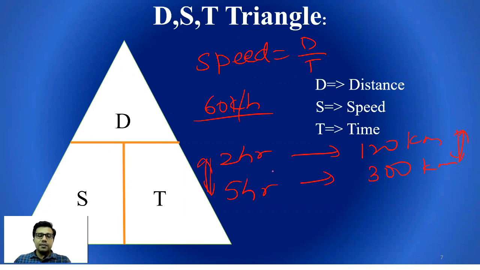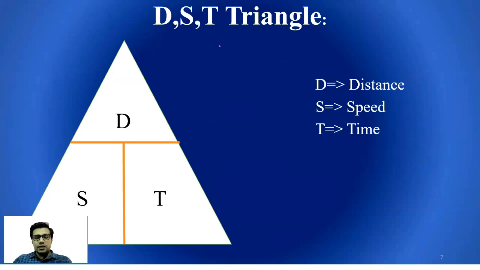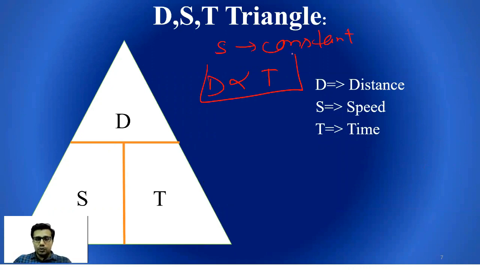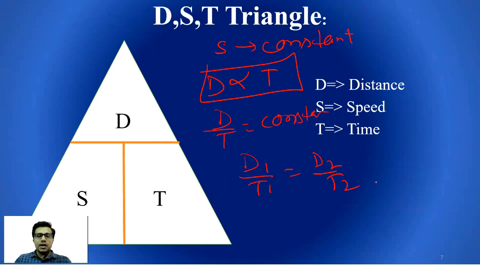The distance and time are directly proportional to each other. From this we can say, if the speed is constant, distance and time are directly proportional to each other. And that's how the formula comes, d1 by t1 is equal to d2 by t2, because d by t has to be constant.